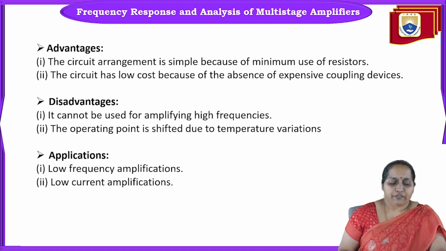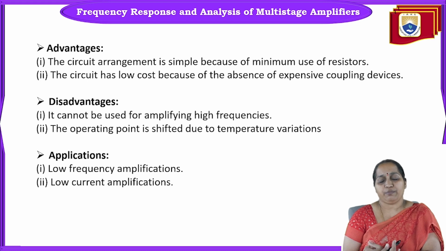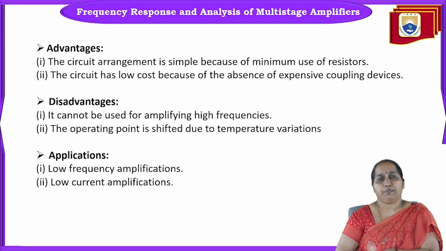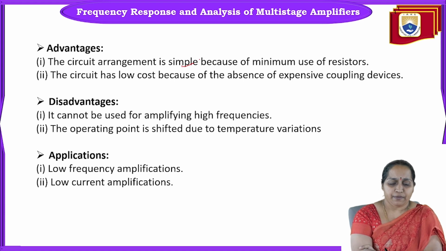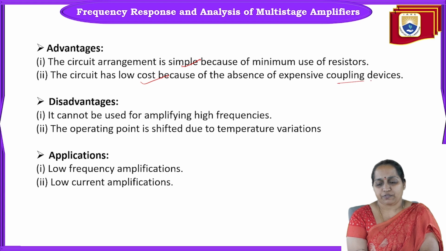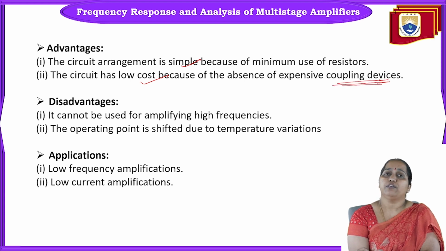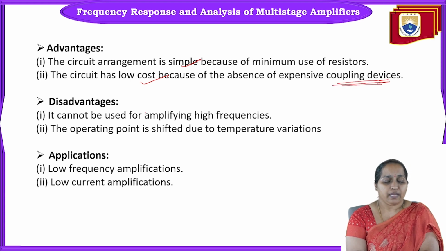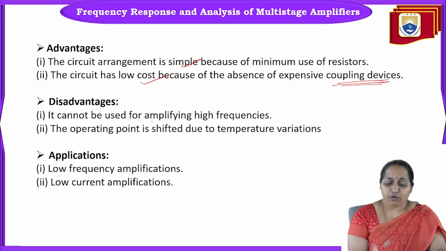Advantages of direct coupled amplifier: the circuit arrangement is simple because of minimum use of resistors. You're not making use of any coupling, so the circuit arrangement is simple. The circuit also has low cost because expensive coupling devices are not being used. And disadvantages: it cannot be used for amplifying higher frequencies. Direct coupled amplifier is always used only for low frequencies.